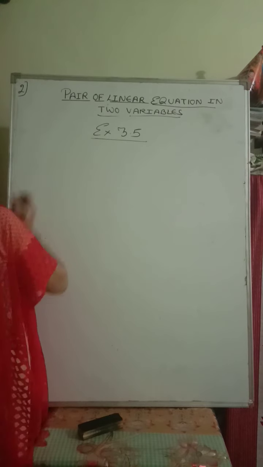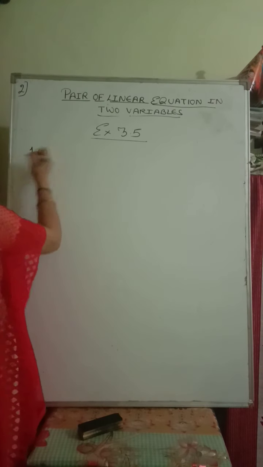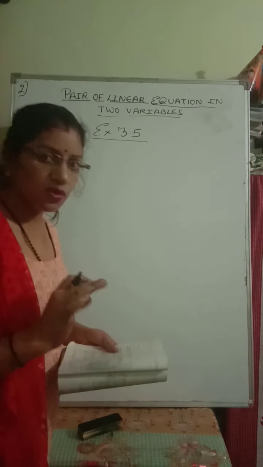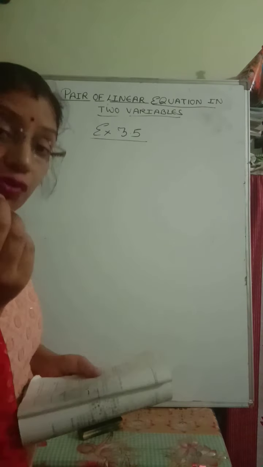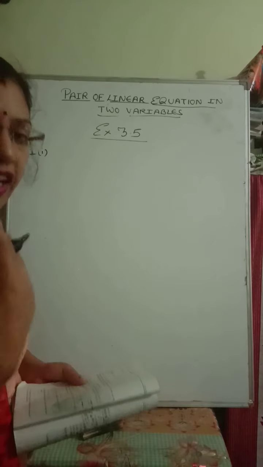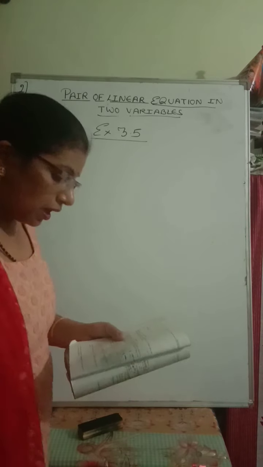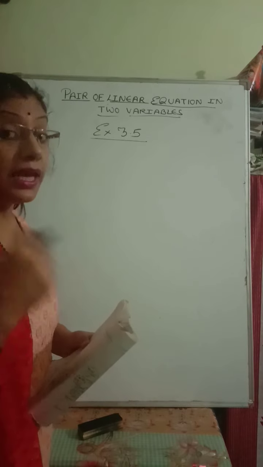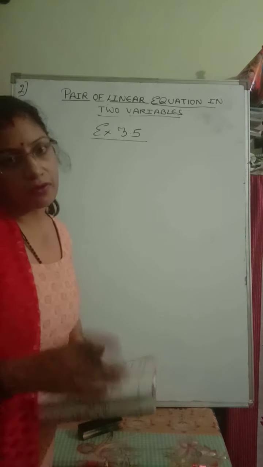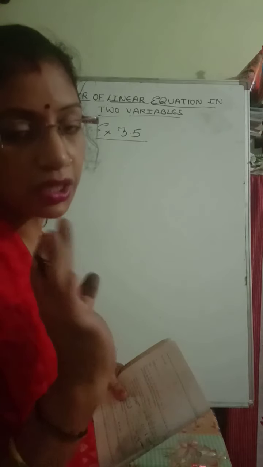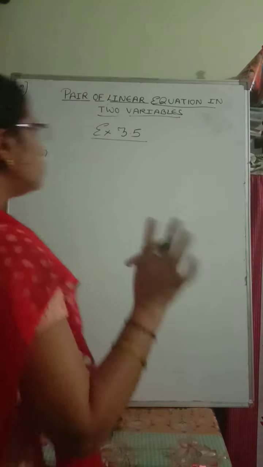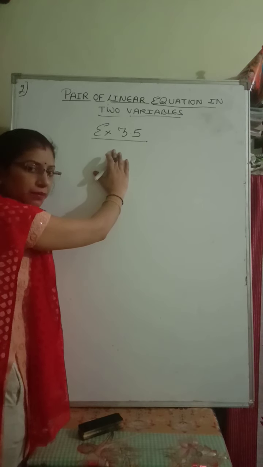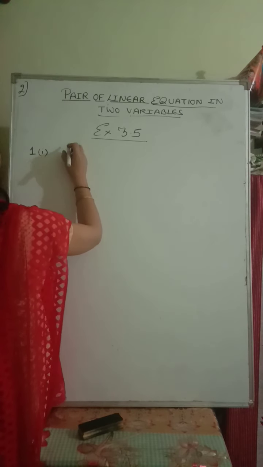So what we'll do? The first question, first part. What is the first question? Which of the following pairs of equations given to you has a unique solution, no solution, or infinitely many solutions? First you have to find how many solutions it has. In case it has a unique solution, then you have to find the solution by the cross multiplication method. Only in the case of a unique solution do you have to find it by the cross multiplication method.